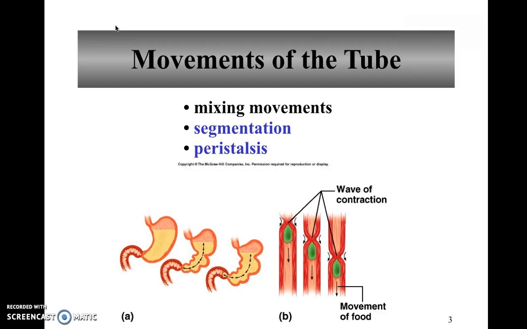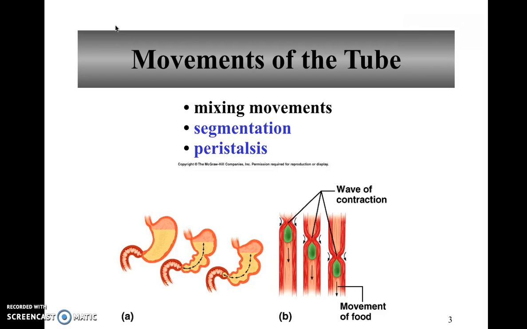And finally, in picture B, you can see peristalsis. Peristalsis is a wave-like contraction which starts at one end of the tube and pushes food down. It starts in the esophagus and moves food from the pharynx, from the back of the throat, down into the stomach. And it continues on in the small intestine and in the large intestine.